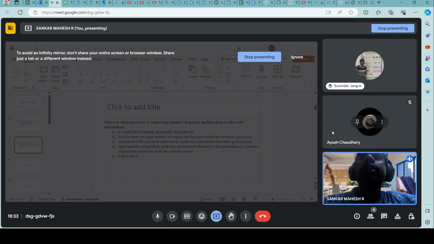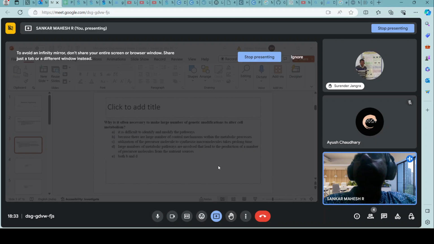Just to make one clarification, E. coli cells themselves can divide in under 20 minutes. The synthesis of proteins happens in less than a few seconds. So technically, what they have mentioned in option C, that the utilization of precursor molecules to synthesize macromolecules takes prolonged time, is wrong. And option D, which is large numbers of metabolic pathways are involved that lead to the production of a number of precursor metabolites from the nutrient sources.